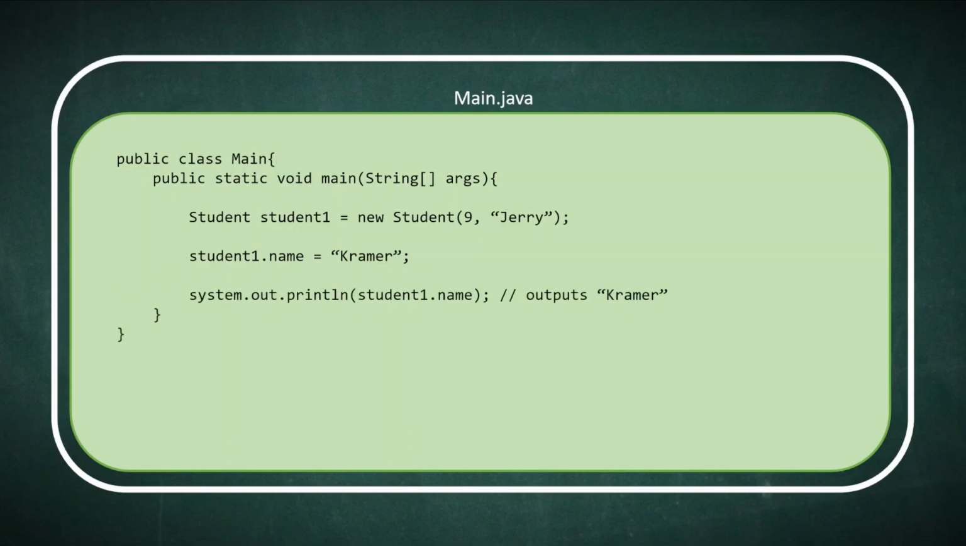But there's a problem here. This is a very bad idea. I don't want code from the main class to be able to randomly change my fields. What if I type something on accident and it changes some crucial information?